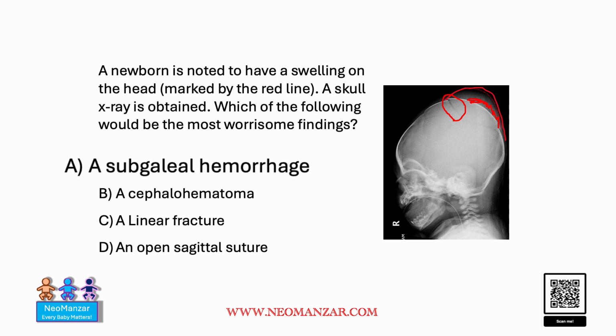The correct choice here is subgaleal hemorrhage. The problem with subgaleal hemorrhage is that the blood can just seep out and go into the biggest space and can accumulate about 100 to 200 ml, and this could be a shocky picture in the baby. Cephalohematoma is usually not that big, and because it's under the periosteum, it never crosses the suture, and the amount of blood is not that large.